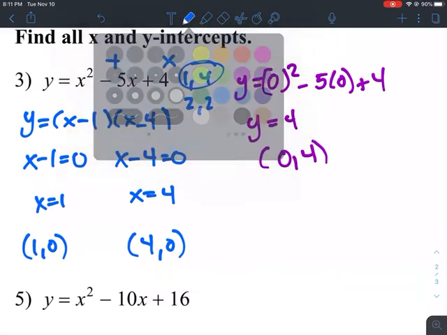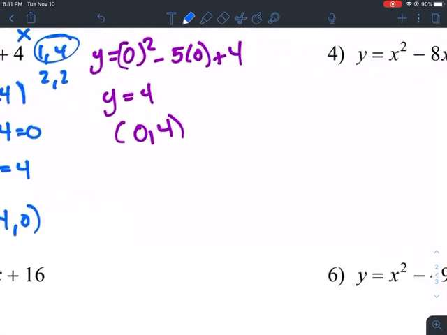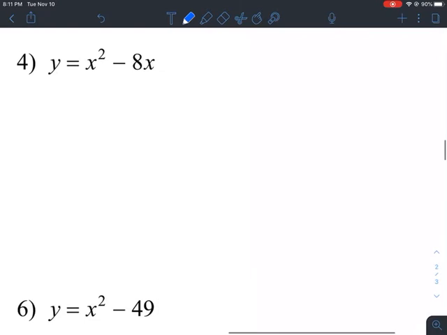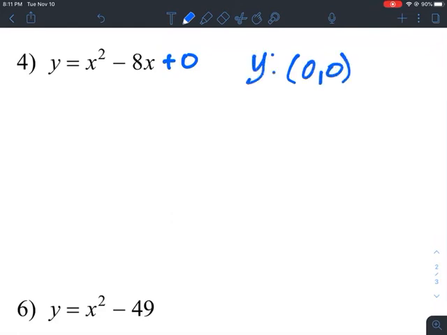Okay, so let's do another one. With this one, remember that if there's nothing there, it's like C is 0. So remember that C will always be my y-intercept. So my y-intercept is going to be the point 0, 0.